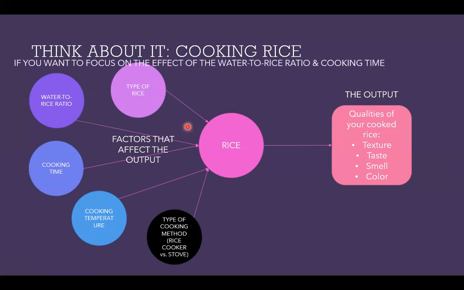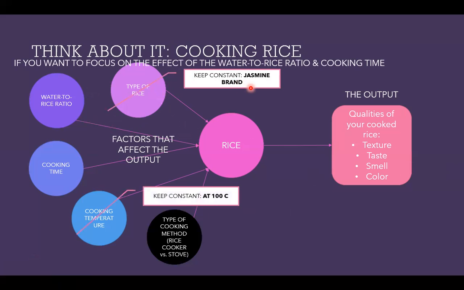If you want to focus on the effect of the water to rice ratio and cooking time, then the type of rice we keep constant. So, Jasmine brand lang atong gamiton throughout so that wala kayo'y inconsistency. Secondly, sorry about that, ang mga aw-aw sa gawas. Cooking temperature atong i-keep constant at 100 degrees Celsius.